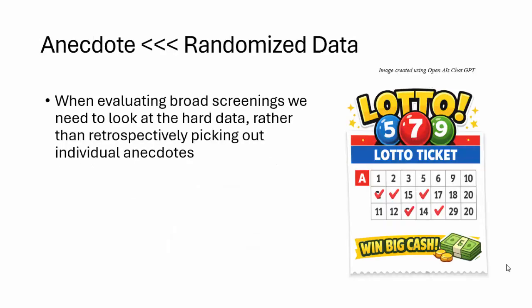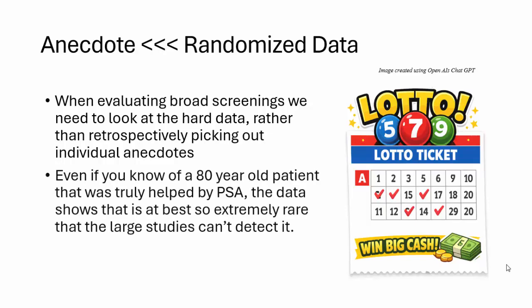Especially when we're evaluating screening tests that we're going to give to a broad portion of the population, we really need to look at the hard data with randomized control trials rather than just retrospectively picking out individual anecdotes and using that to justify how we're testing or treating people. Even if you feel like you know an 80-year-old patient that was truly helped by PSA, the data shows that at best, this is so rare that the large studies we have really can't detect it. So this is not happening frequently enough to really move the dial.